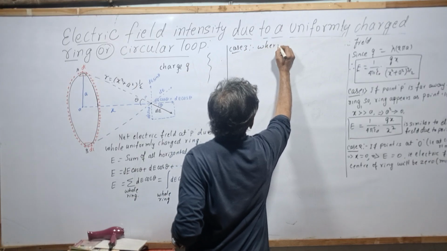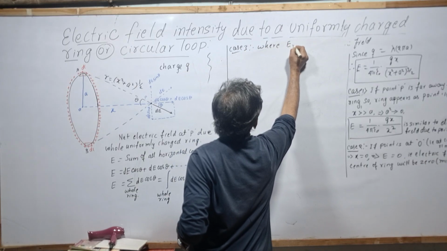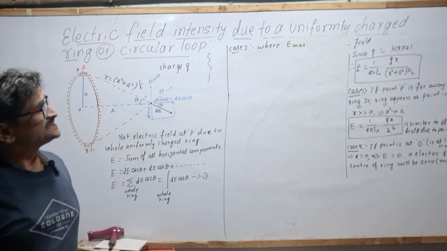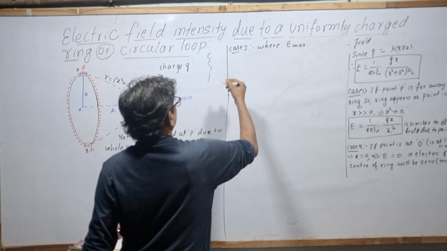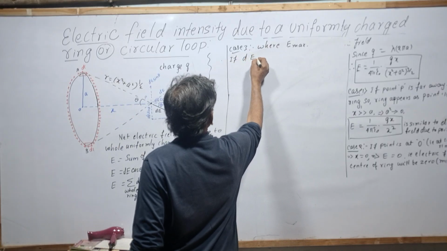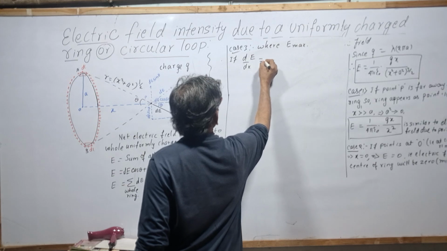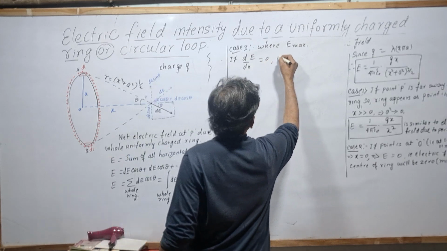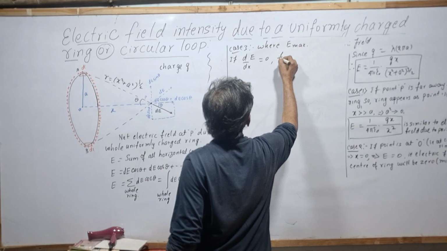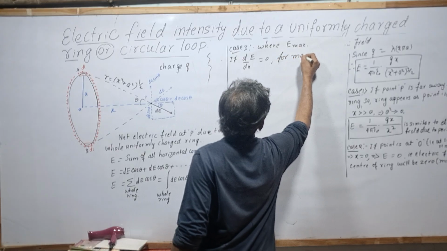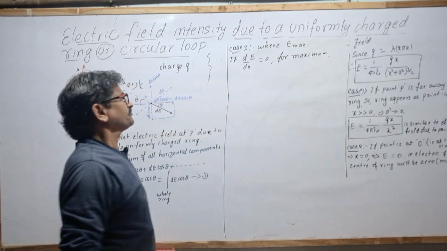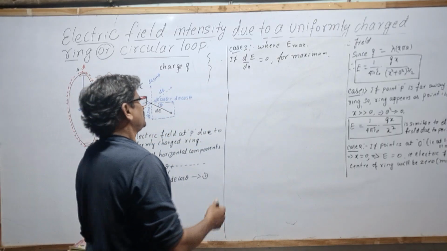Third case, where is maximum? If dE by dx equal to 0, it is the condition for maximum. Okay, for maximum.